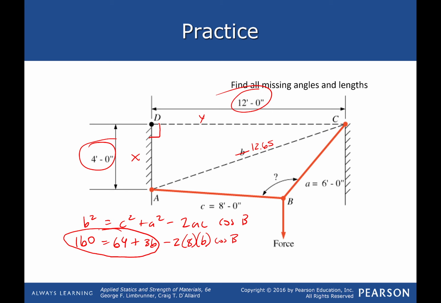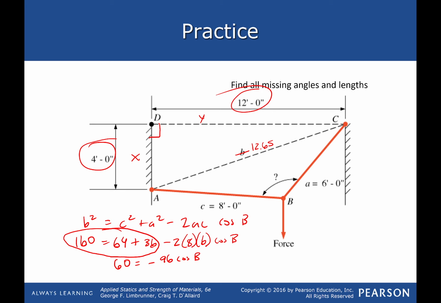So 160 minus 100, that's a pretty easy one. It's just going to be 60. So 60 is equal to negative 2 times 8 times 6, that would be negative 96 cosine of b. Okay, we're doing good here. This looks pretty good to me. Am I making mistakes in my signs? I don't believe I did.